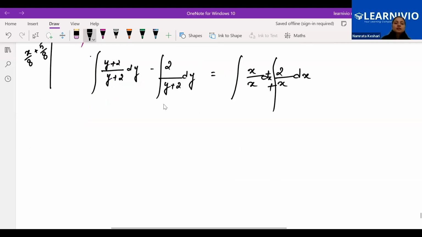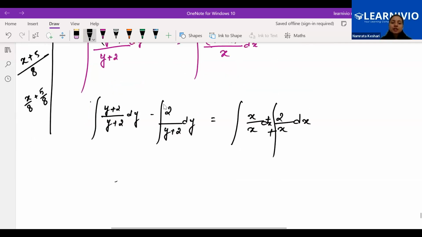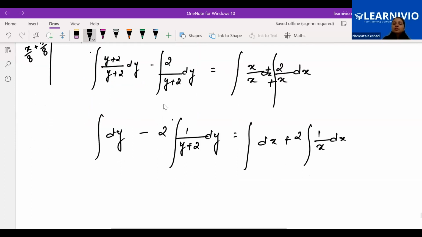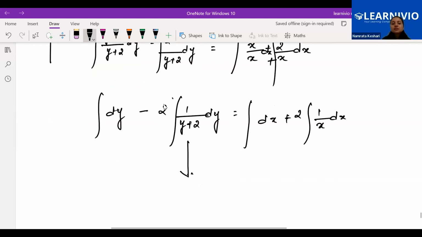Let's simplify it. So here we will be having 1, that means only dy. Here we will be having 2 by y plus 2, 2 we can keep out. So dy minus 2 times 1 by y plus 2 dy is equal to x by x is just 1, so only dx, and then 2 by x, 2 we can keep out. You just tell me how to do the integration of this one, and then I'll leave it for you.